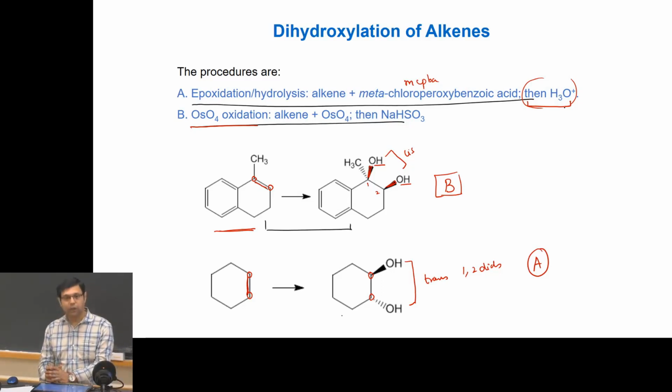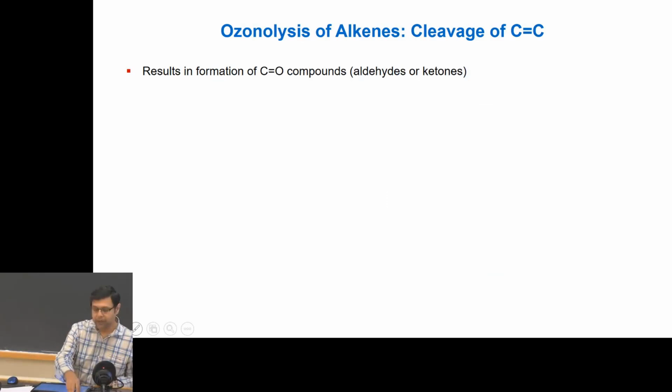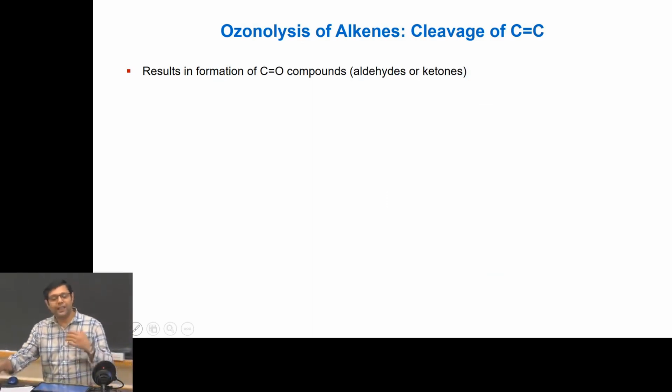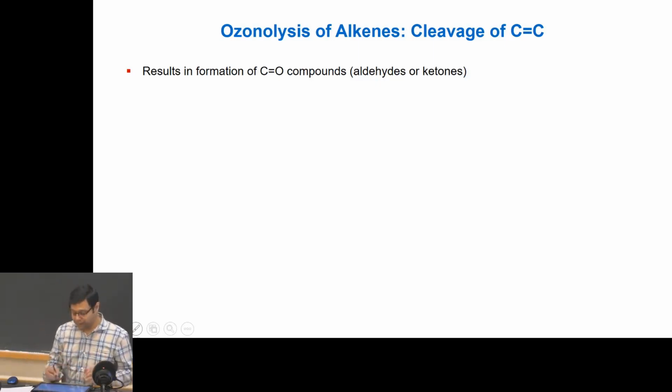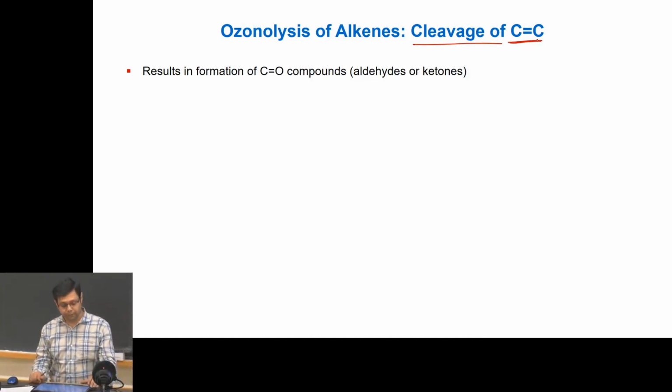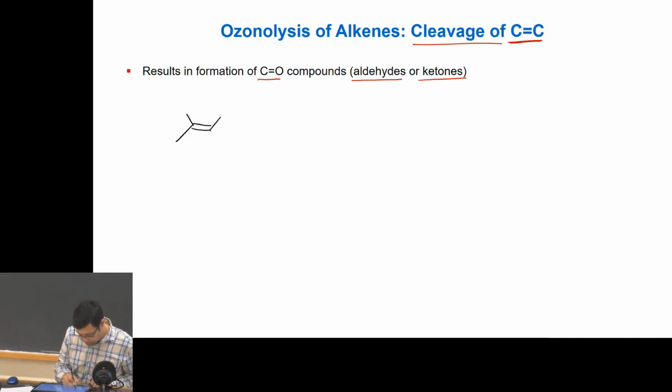All right. So that finishes dihydroxylation. Let's now move to the next reaction, which is called ozonolysis. This is a very simple, very easy reaction. Ozonolysis of alkenes results in cleavage of the C double bond C. The products are C double bond O compounds. They could be aldehydes or ketones. So let's write the reaction. Let's say you start off with this alkene.